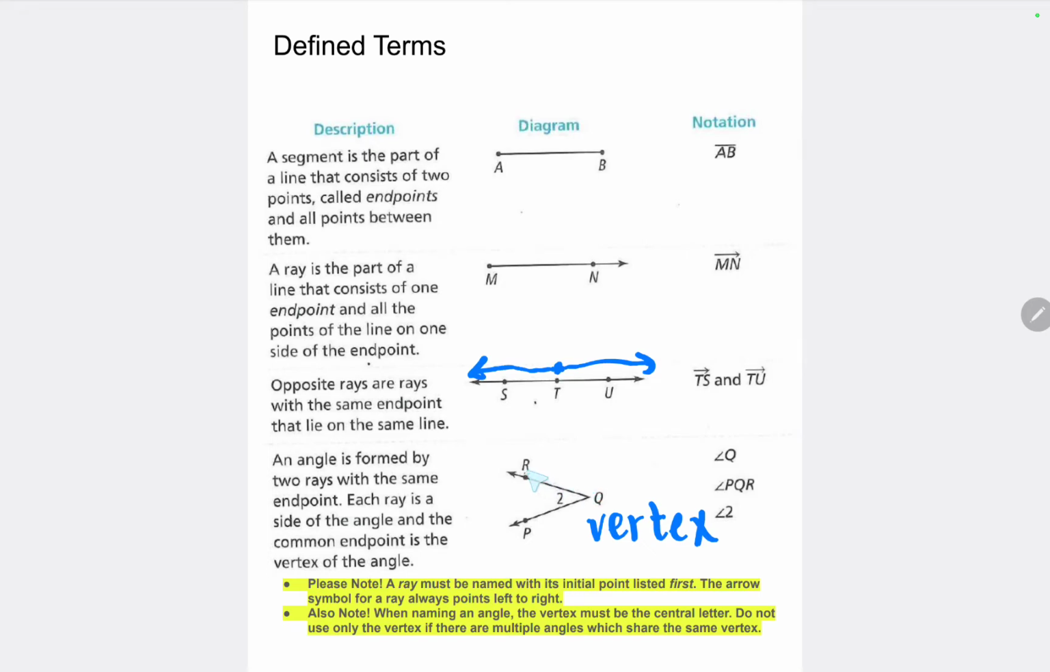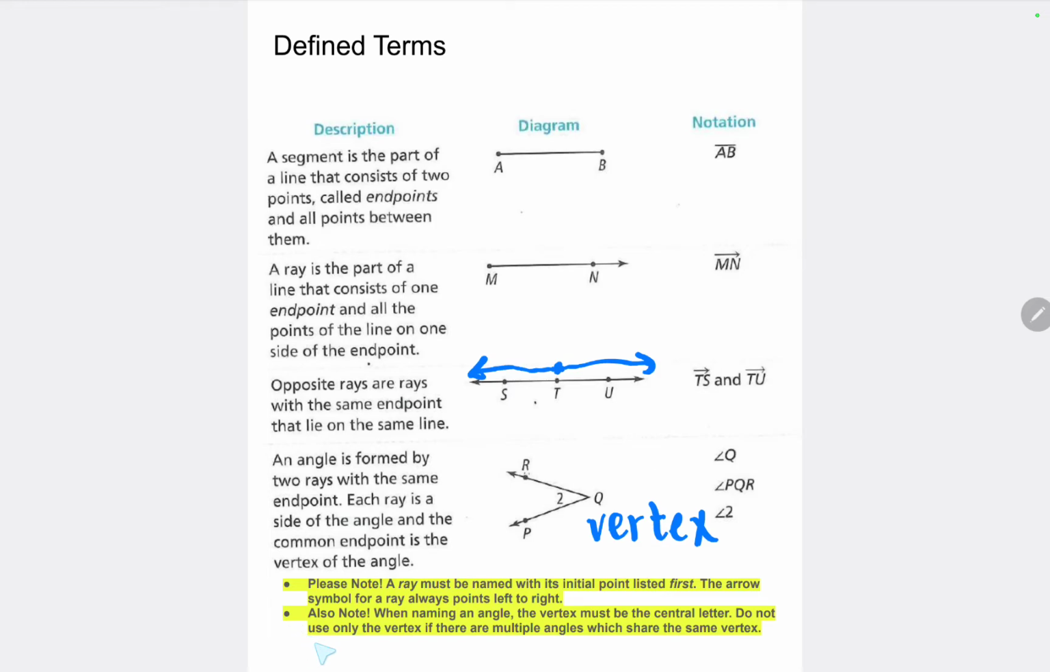Each ray, in this case QR and QP, is a side of the angle, and again, that common endpoint is the vertex. Please note that there are multiple ways of naming the angle shown here. I can name it angle Q because Q is the vertex. I can name it PQR, which tells me the sides of the angle that are involved and is more precise, or I can name it angle 2 because there's this little 2 right in here.